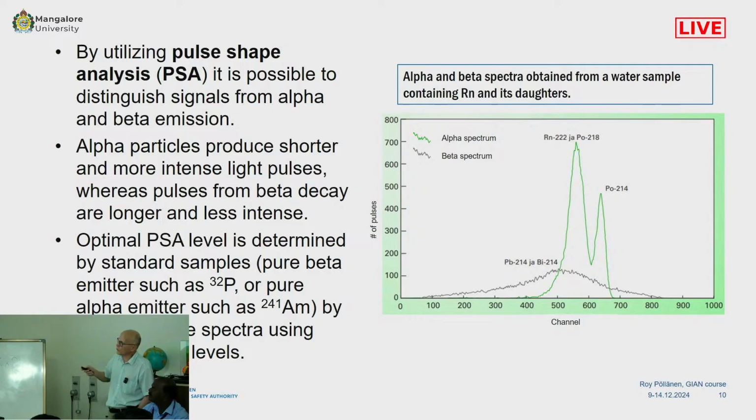So alphas produce shorter and more intense light pulses, whereas pulses from betas are longer and less intense. There are ways to determine the so-called PSA level by using, for example, standard samples such as this nuclide or this nuclide. Only these two.